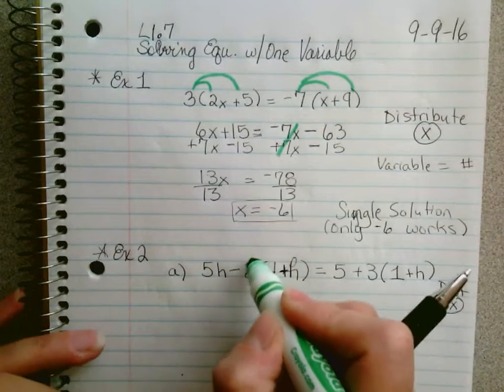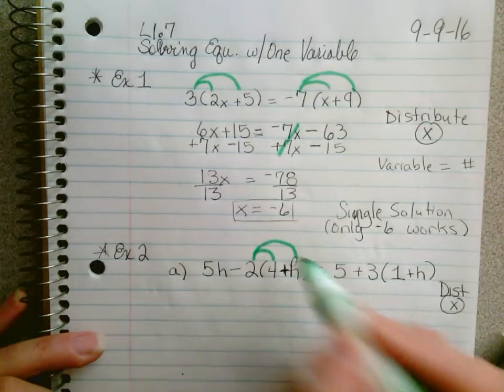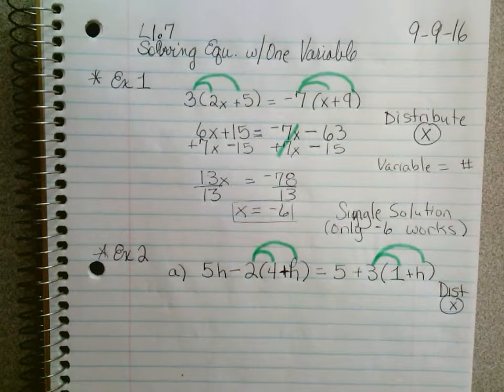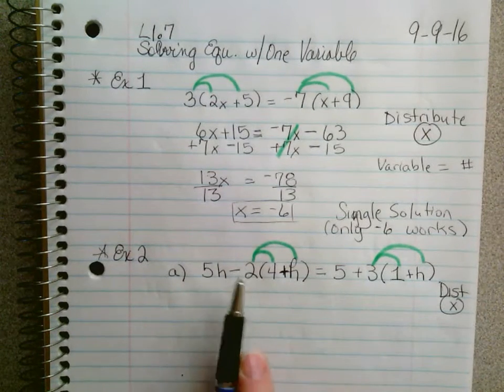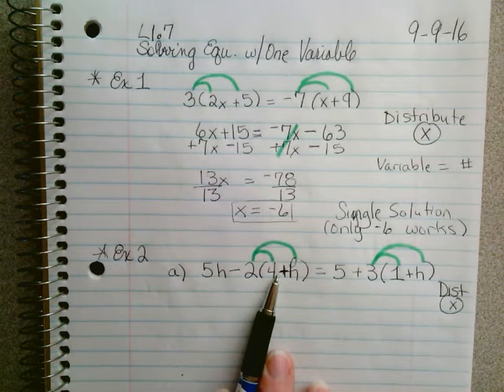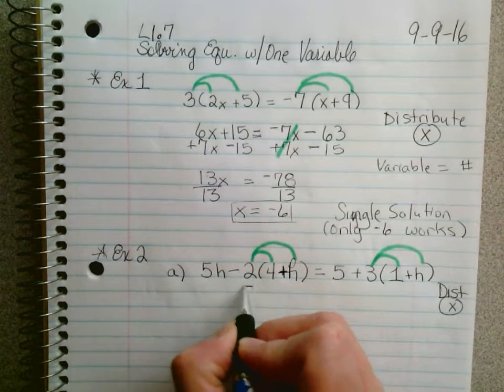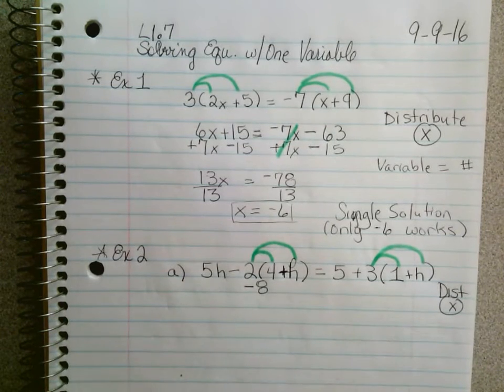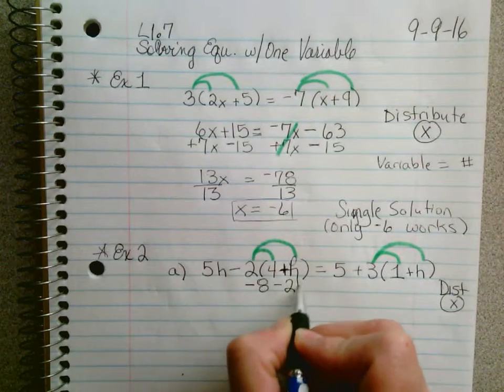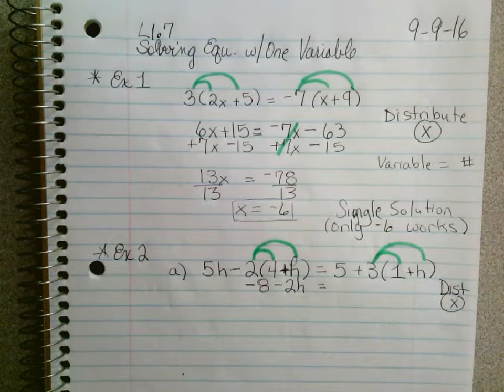The factor 2 multiplies by the 4 and the h. The factor 3 multiplies by 1 and h. And keep in mind that this 2 is a negative. So negative 2 is what's getting multiplied by 4. And negative 2 is what's getting multiplied by h. Are you guys all good with that one?